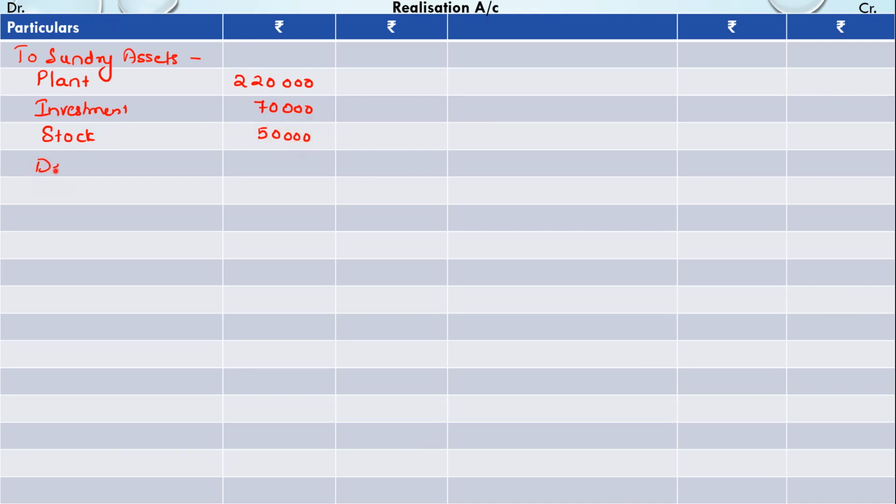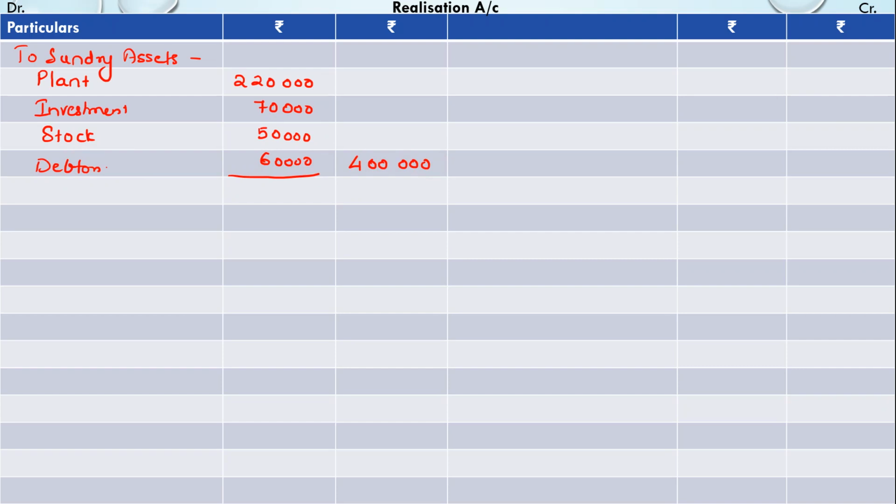And debtors, 60,000. The profit and loss account is a fictitious asset, so it will not be transferred. The total of this, 2,90,000 plus 1,10,000, is 4 lakh in the outer column.